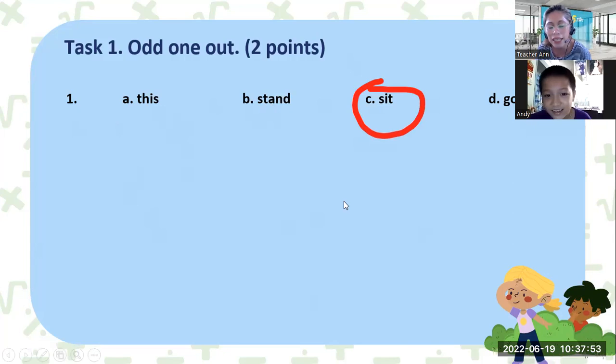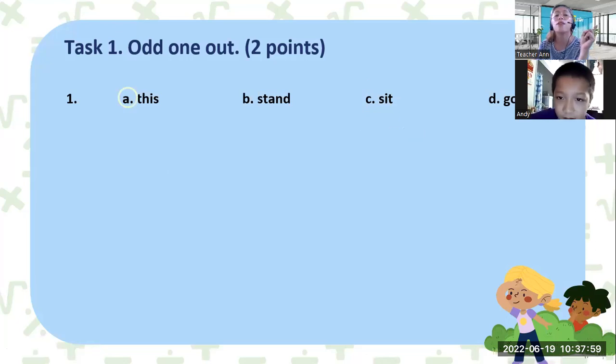Okay, you think it's sit? Okay, let us try to answer. The difference here is this. Why, teacher? Why is it different? Because stand is an action word. The teacher will stand, the teacher will sit, the teacher will go. So these are all action words: stand, sit, and go. Do you understand, Andy?